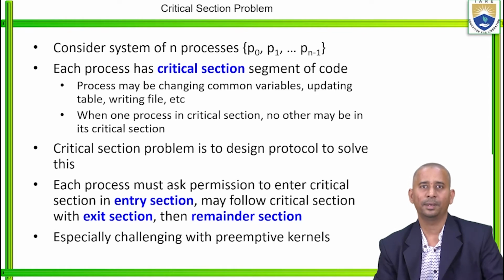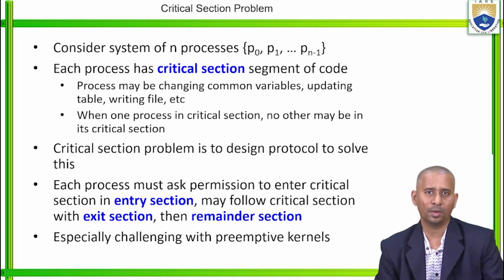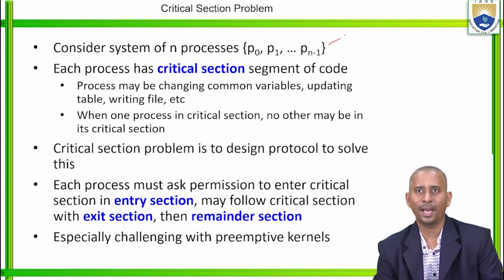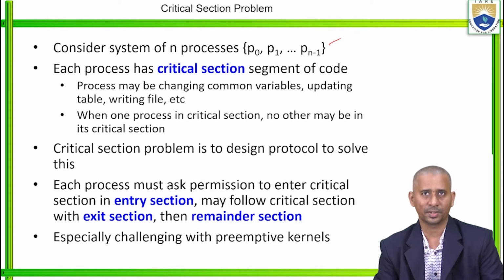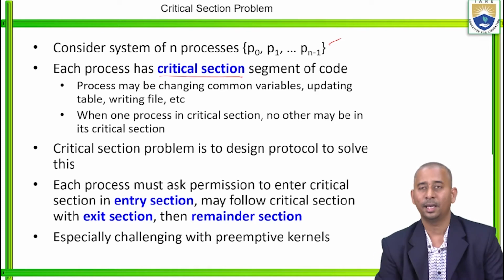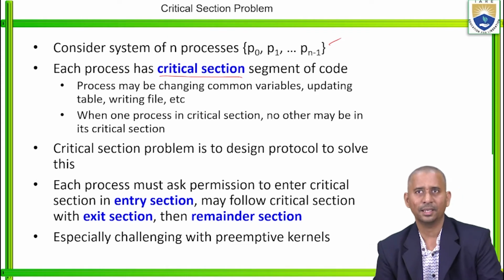The critical section problem. Let us take any real-time application which requires n number of processes. We don't know exactly how many processes are executing on that particular system at that particular point in time. So consider a system of n processes: P0, P1, P2, and so on up to Pn minus 1. Each and every process has a segment of code called the critical section.